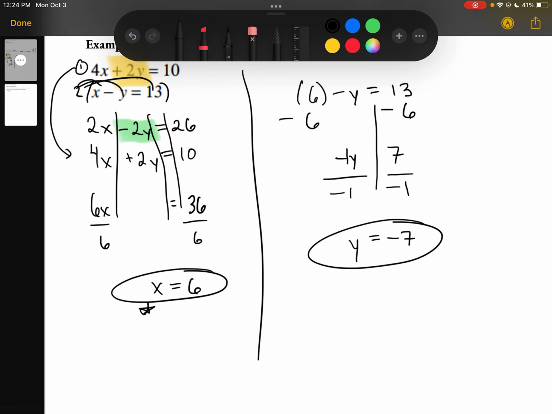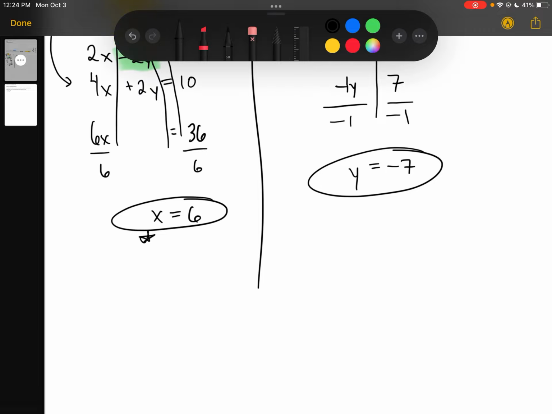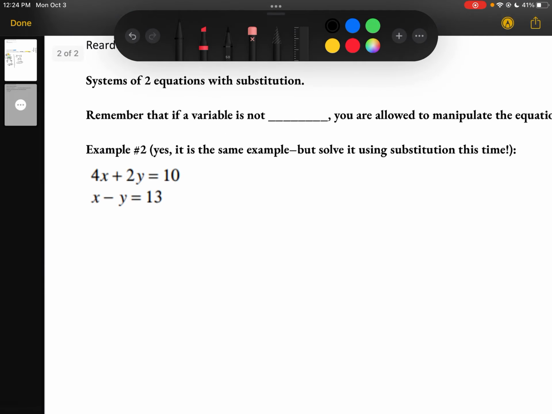So there we go. So that's our answer for this one, and specifically using our method of elimination. So now what we're going to do on the next page is take a look at substitution.